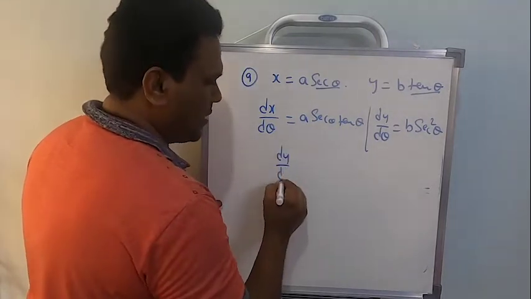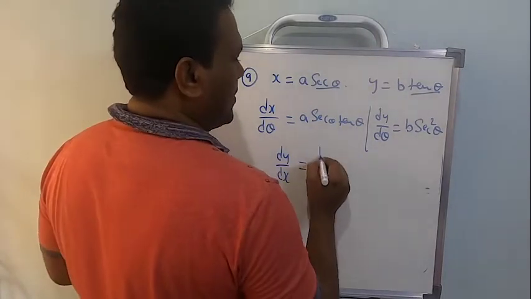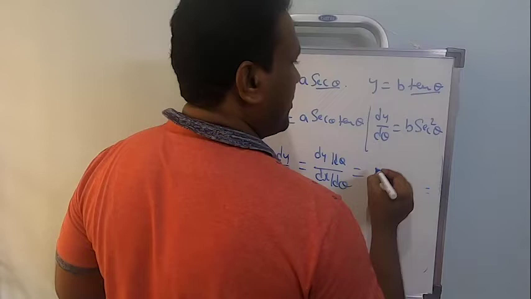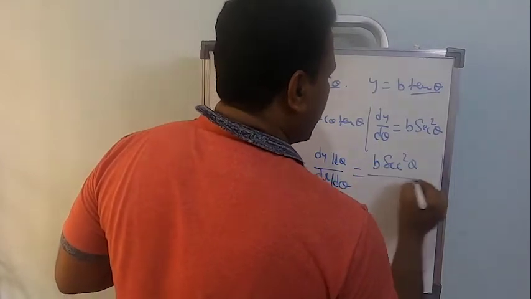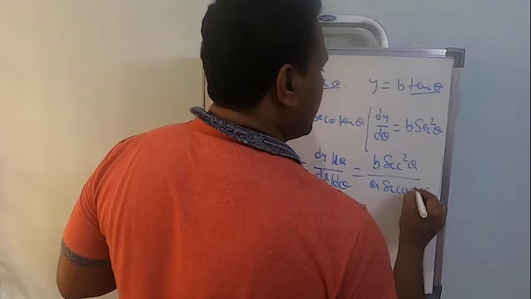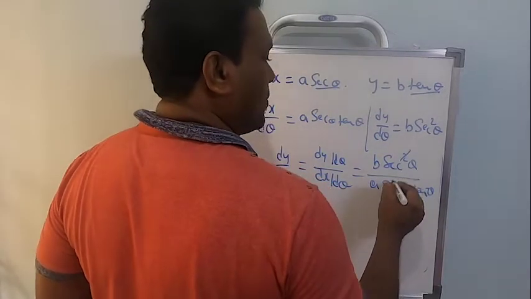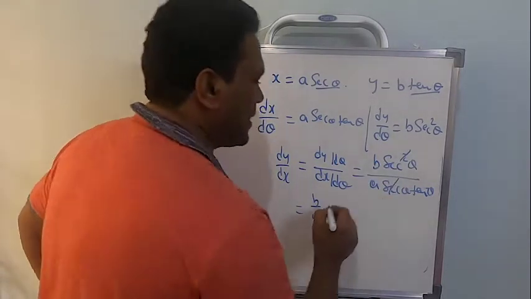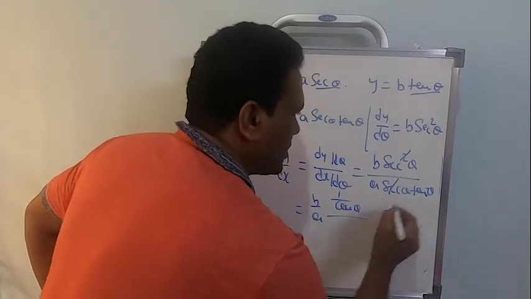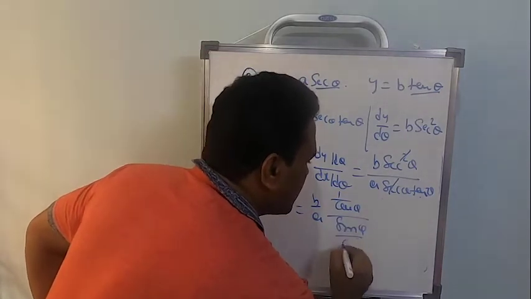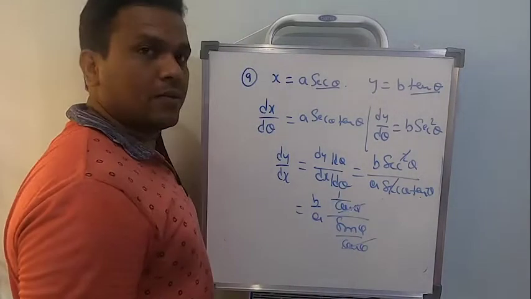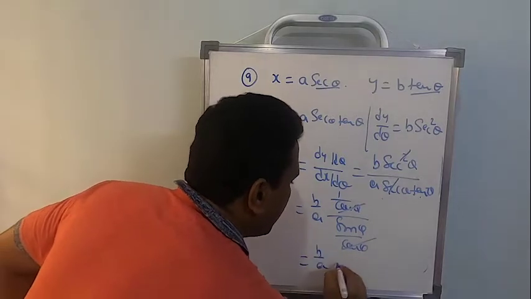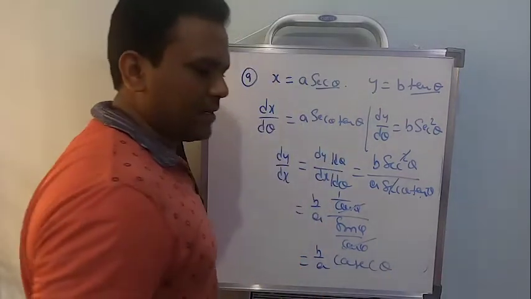The formula dy by dx equal to, now dy by dx formula is what? dy by d theta by dx by d theta. dy by d theta will be b secant square theta and here a secant theta multiplied by tan. One power of secant you can eliminate. Now the remaining here is b by a secant. Secant can be written as 1 by cos, and tan can be written as sin by cos. Eliminate cos. Now here 1 by sin is remaining. What is 1 by sin? Cosecant. So the answer will be b by a multiplied by cosecant theta.